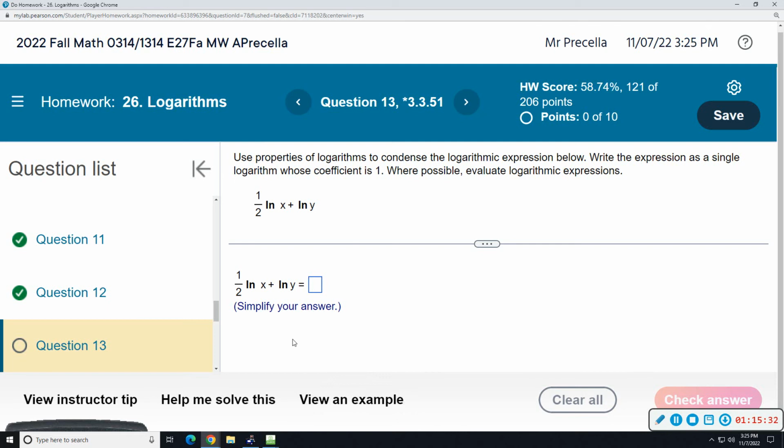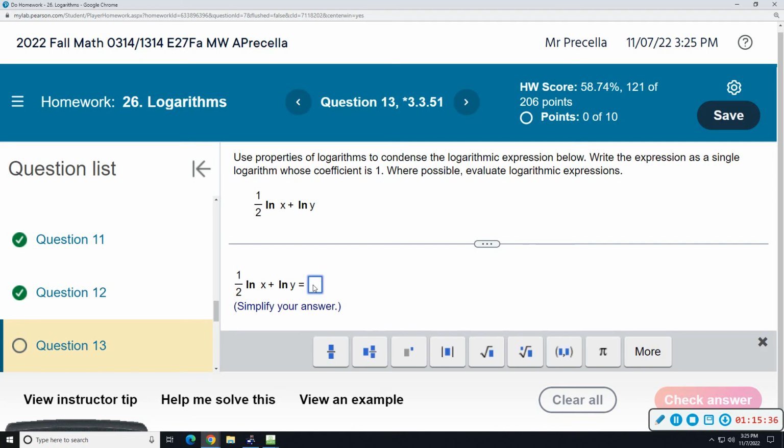1/2 ln x plus ln y. Don't type capital I-N. If you do, it doesn't bold. You go ln. Will there be a fraction bar? No. The 1/2 is an exponent. So you just write x raised to the 1/2 power.